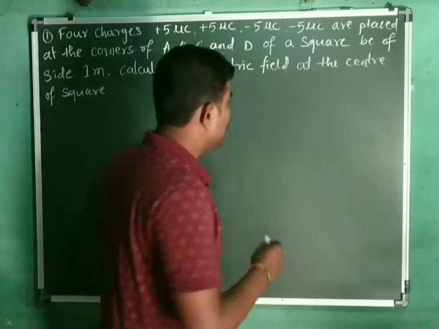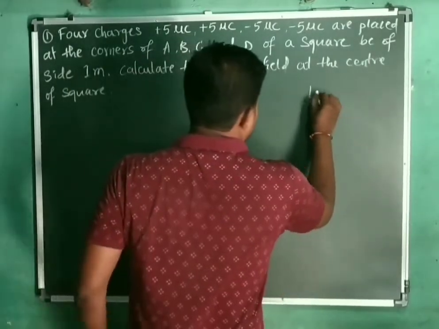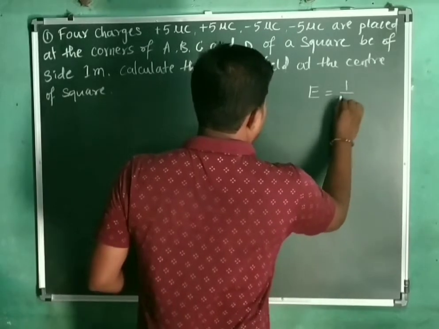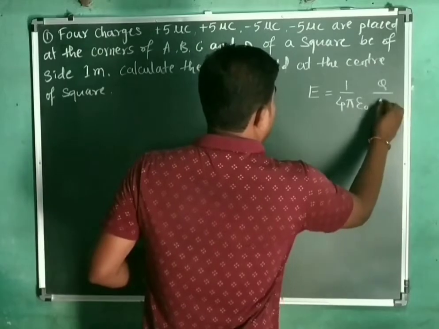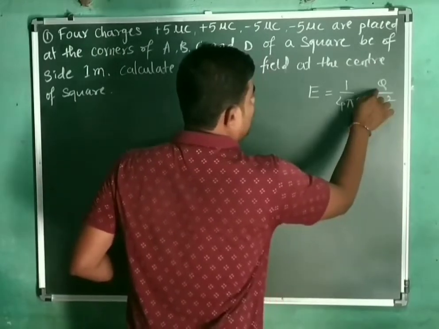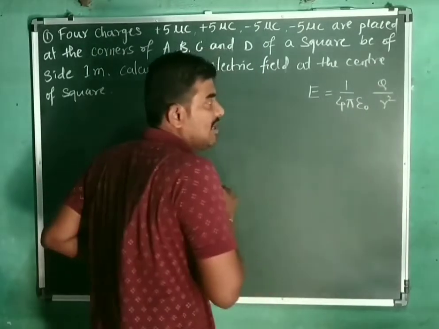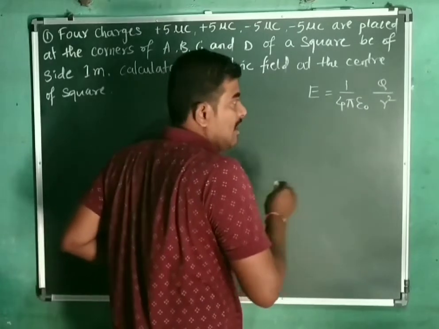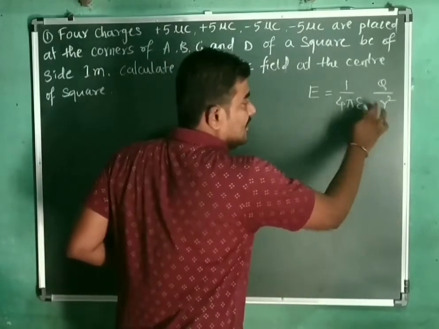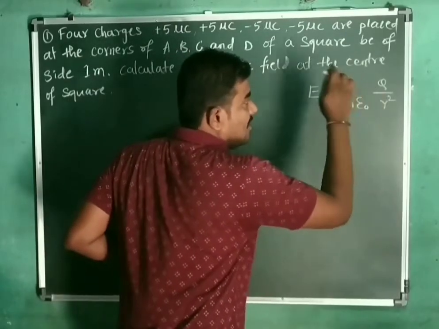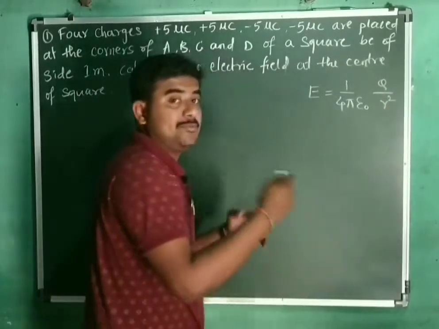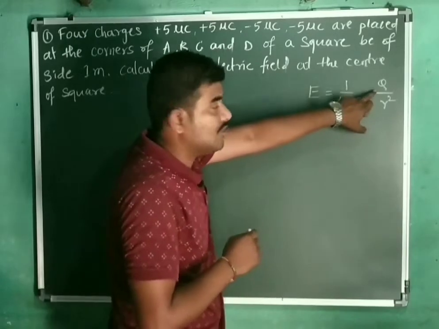Okay, so as you know, the electric field formula is E is equal to 1 divided by 4 pi epsilon naught Q divided by R square. This Q is the charge due to which electric field is created, and this R is the distance between this charge and the charge which is experiencing electric field due to this charge.